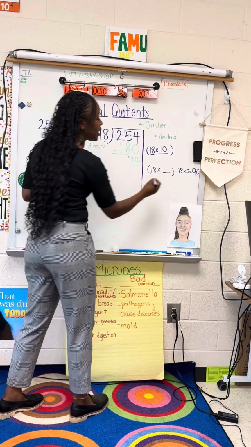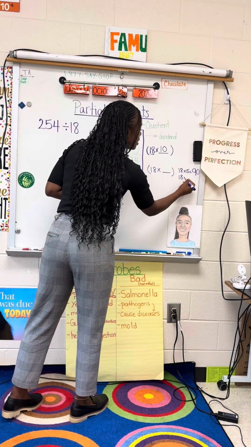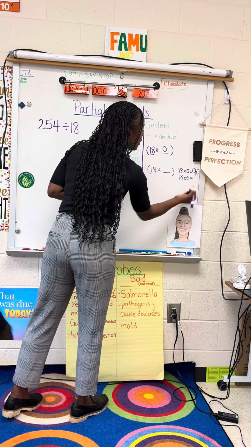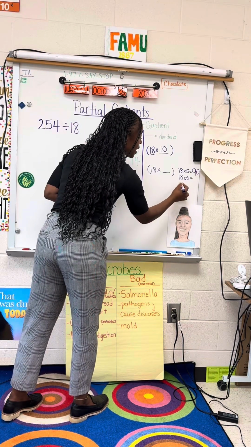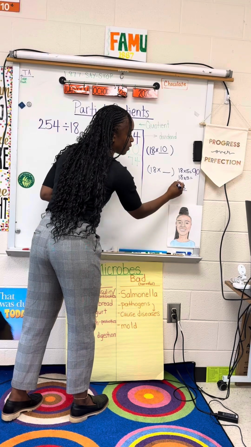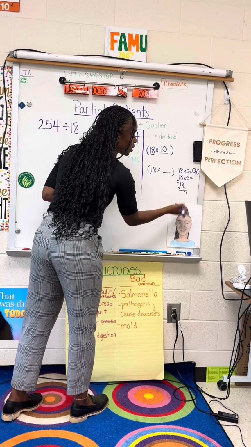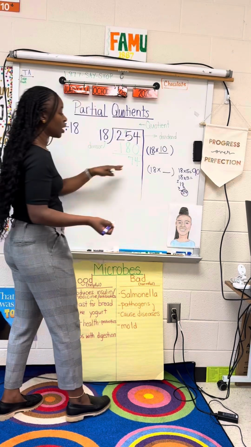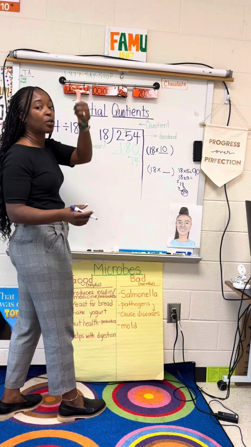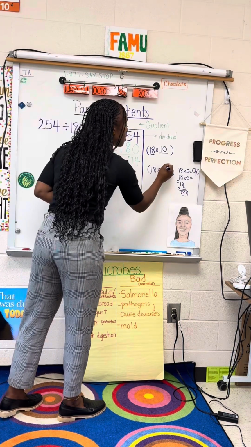So let's try 18 times 3. So again, here is where you have to play around. You've got to do your math. So let's do 18 times 3 over here on the side. 8 times 3 is 24. 3 times 1 is 3, plus 2 is 5. So 18 times 3 gives me 54, which is less than 74. So 3 will work. So I'm going to put my 3 right here.